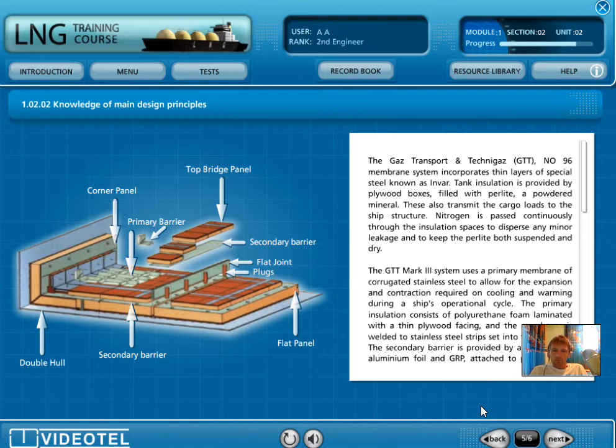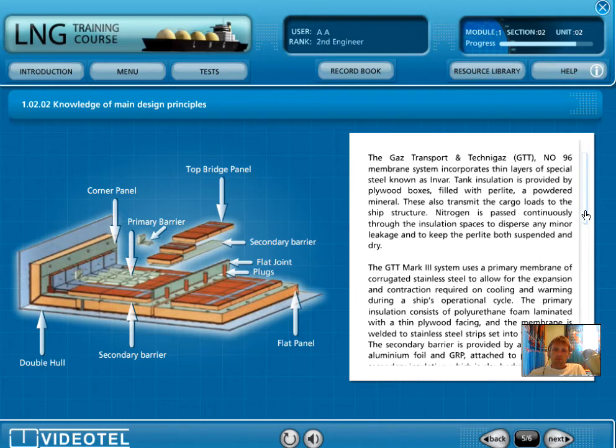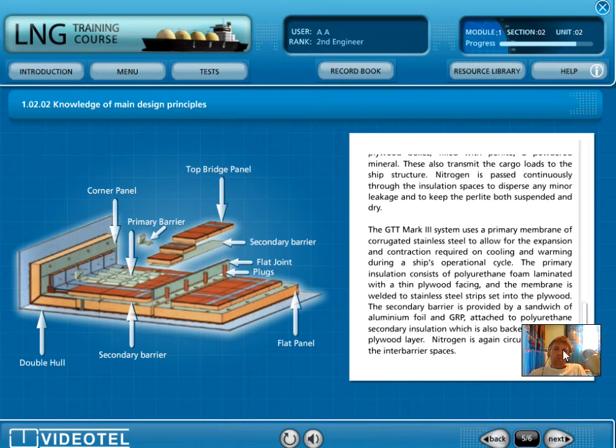The GTT Mark III system uses a primary membrane of corrugated stainless steel to allow for the expansion and contraction required on cooling and warming during the ship's operational cycle. The primary insulation consists of polyurethane foam laminated with a thin plywood facing, and the membrane is welded to stainless steel strips set into the plywood. The secondary barrier is provided by a sandwich of aluminium foil and GRP, attached to polyurethane secondary insulation, which is also backed with a thin plywood layer. Nitrogen is again circulated through the interbarrier spaces.